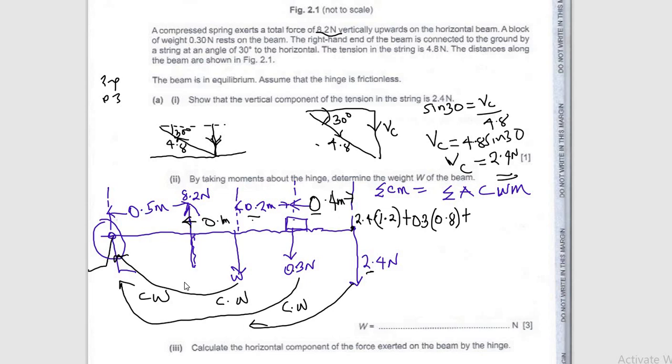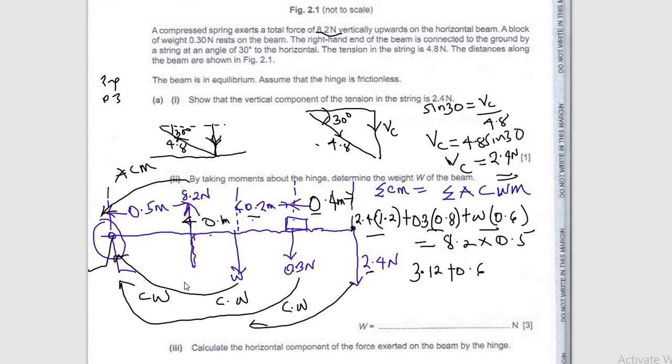W is 0.1 plus 0.5, that's 0.6. So equal to the anti-clockwise moment. The only anti-clockwise moment is the force exerted by the string upward vertically toward the hinge. It's anti-clockwise. So 8.2 multiplied by 0.5. At the end of the day, when you multiply and add, the first two, 2.4 times 1.2 plus 0.3 times 0.8 will give us 3.12 plus 0.6W equal to 8.2 times 0.5, 4.1.